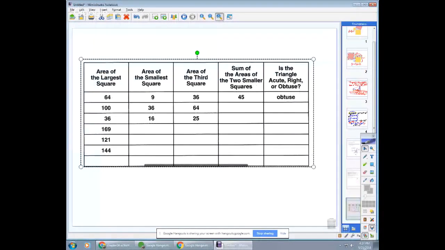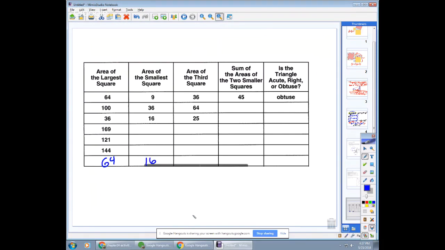So I put a new line down. There's several new lines you're going to have to add. I had, choose blue, 64, that was my 8 squared, 16, my 4 squared, and 49, my 7 squared. You add 16 to 49, you get 65, and that led to an acute angle. 36 and 64, that's 100. That led to a right angle.